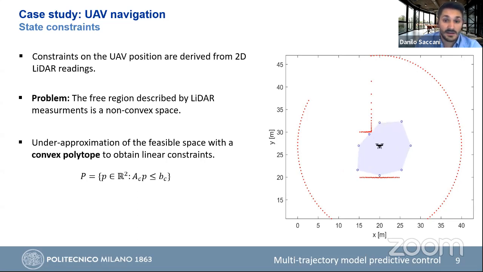So firstly, a regular polygon is built where the vertices of the polygon are placed at a distance from the drone equal to the minimum distance from the nearest obstacle. Then the vertices of the polytope are iteratively expanded, and at each iteration, if the expansion of one of these vertices includes a LiDAR reading, the vertex is blocked. So at each time step, a new convex polytope is built and is used as state constraints in the control problem, leading to time varying constraints.